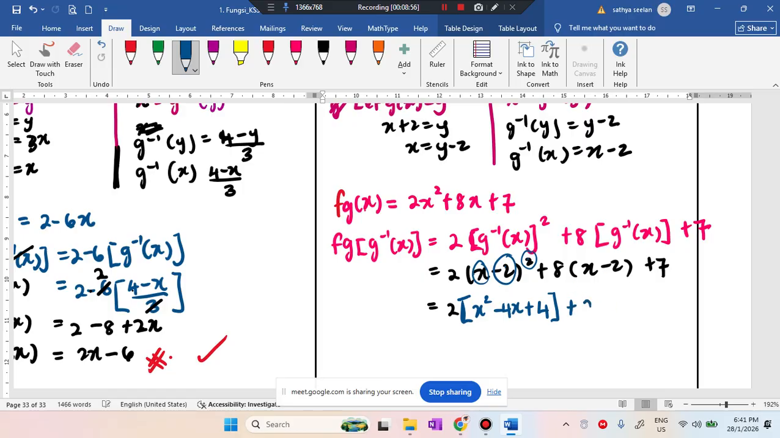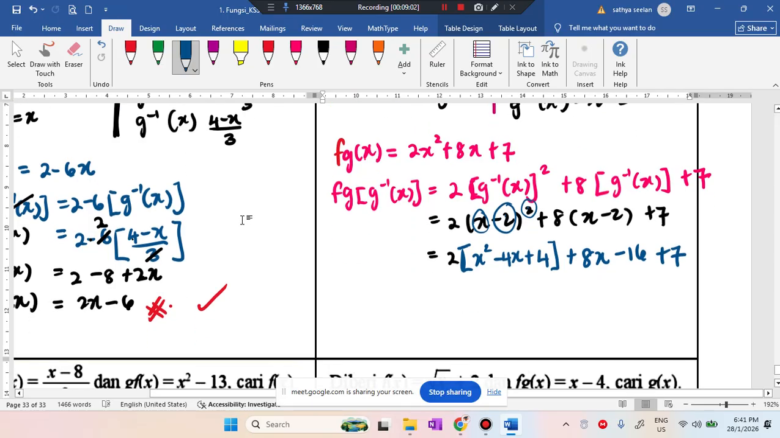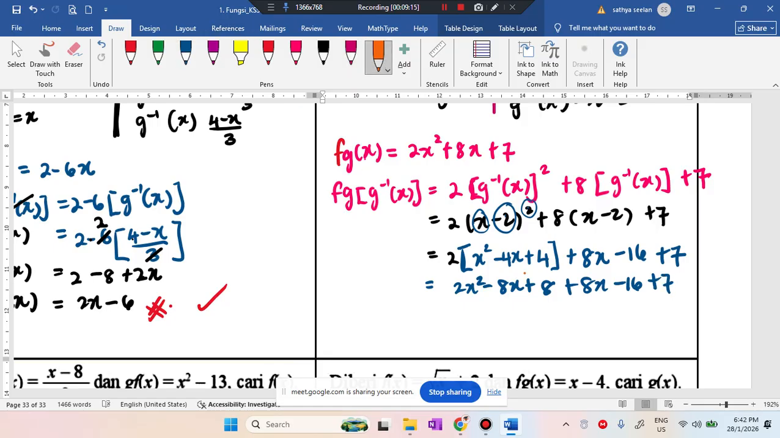Okay, kita buang benda yang sama. For example, minus 8x, positive 8x, kita buang je lah. Okay, what we have now? 2x square plus 8 minus 16 plus 7. Okay, ini kita buat dalam calculator terus lah. Positive 8, positive 7 is 15 lah. Negative 16 plus 15, negative 1.